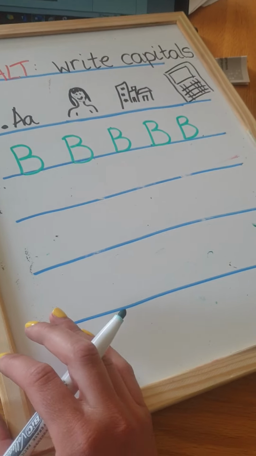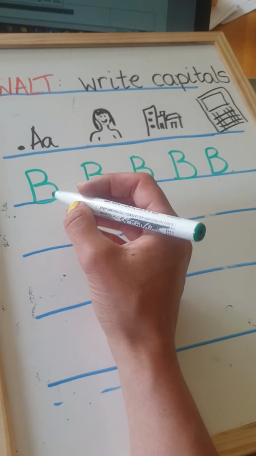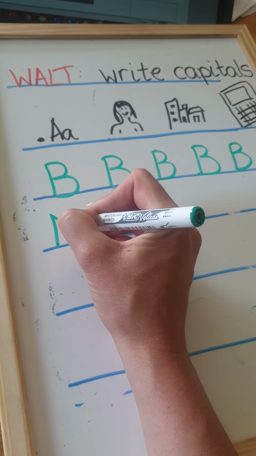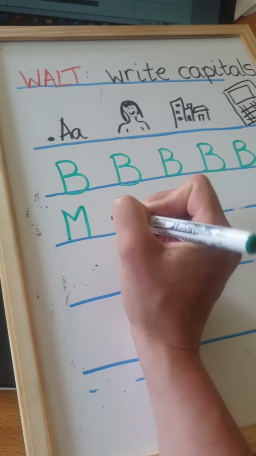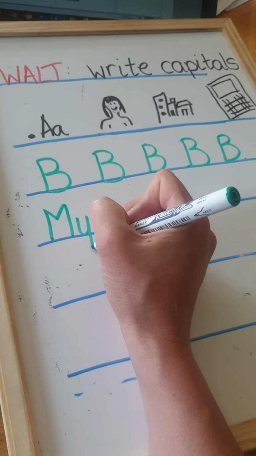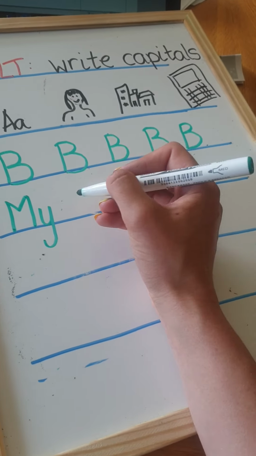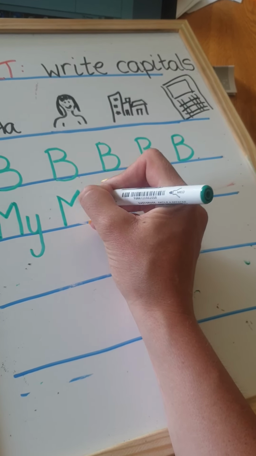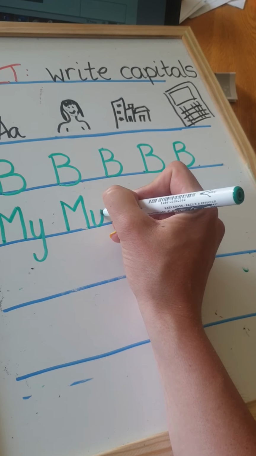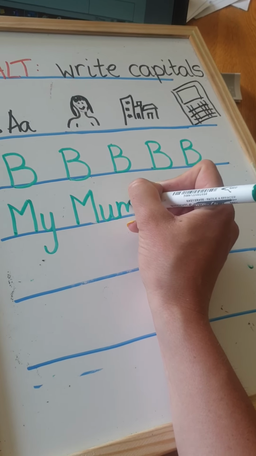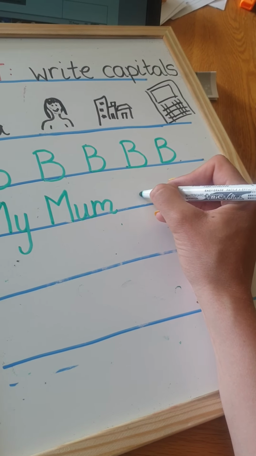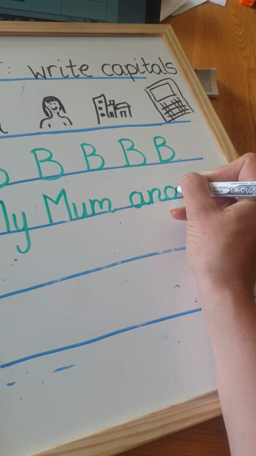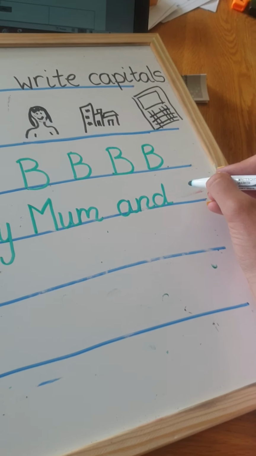Now that you've done that, I'm going to give you 2 sentences to write today. So the first sentence is my. Now I'm using a capital because that's right, it's the beginning of the sentence. My mum, and I'm using a capital because that's the name of the person, my mum. Finger space, and that's it. Make sure you're using the finger spaces.